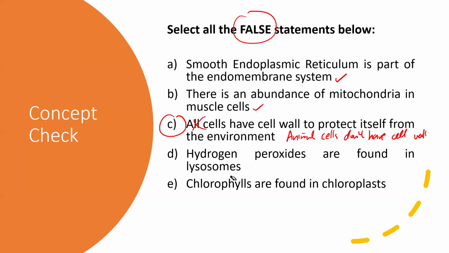Hydrogen peroxides are found in lysosome. That is false. Hydrogen peroxides are found in peroxisome. Right? These are dangerous reactions that happen, and we need to contain them, and it all happens in peroxisome. Lastly, chlorophylls are found in chloroplast. Yes or no? Yeah, true, right? We did that 5 minutes ago.